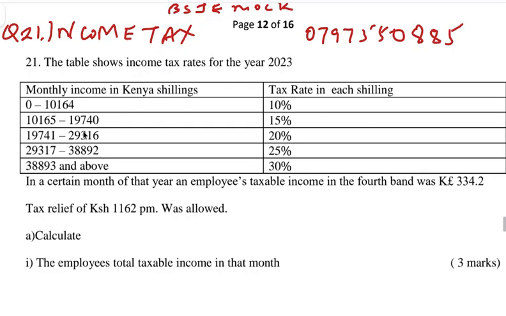So the question says the table below shows income tax rate for the year 2023. Sawa, was sabalika tu kila mwaka. Okay, 0 mpaka 10,164, 10,165 mpaka 19,740. So mwaona tax rate ni hii.